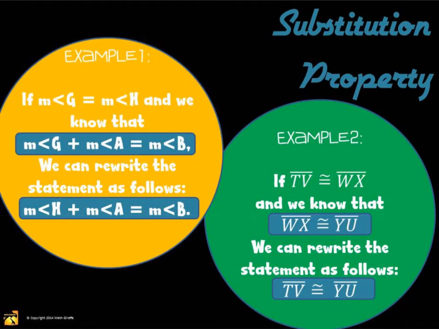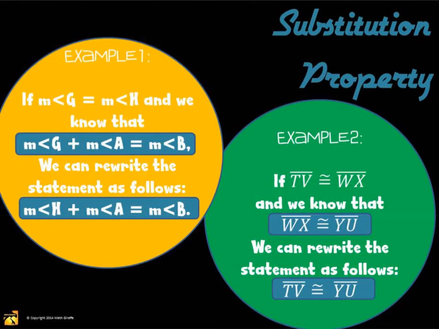So here we have an example. Example 1 is using the substitution property of equality here. If the measure of angle G is equal to the measure of angle H, then we know that the measure of angle G plus the measure of angle A equals the measure of angle B. So what we can do is rewrite this so they're going to replace the G with the H in this statement here. It seems kind of silly now, but you're going to see that this property is used quite often in proofs to be able to make your logical reasoning and get to your end result here.